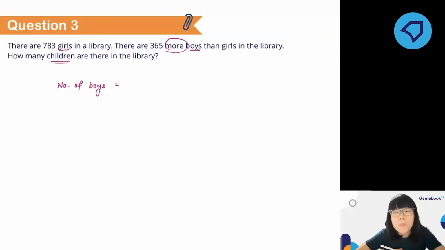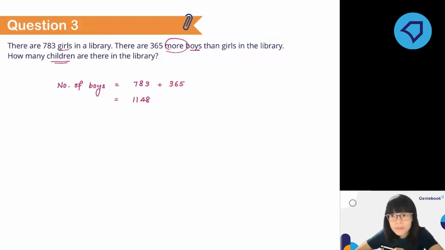You have more boys, right? So what do you need to do? What do you need to do if you have more boys? We need to add, thank you very much, Alison. We need to take 783, the number of girls, plus 365, which is the number of additional boys that we have. Correct? You will get 1,148. Somebody typed in 84, so make sure you type in correctly, okay?